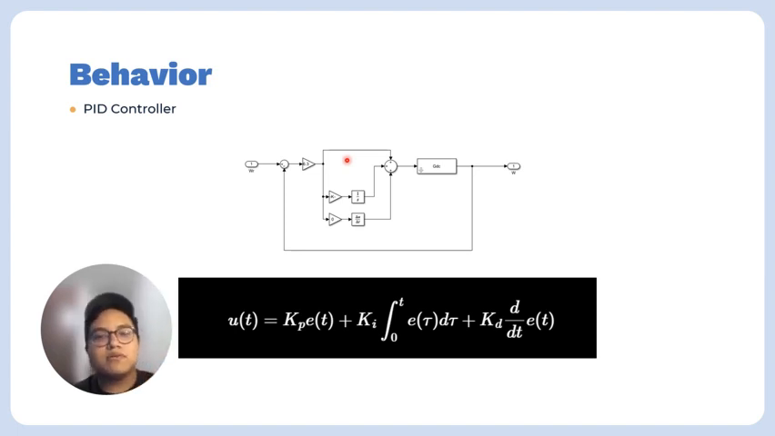The general form of a PID controller can be seen here, and this formula adjusts the motor's input voltage based on the proportional, integral, and derivative terms calculated from the error signal, being e(t).